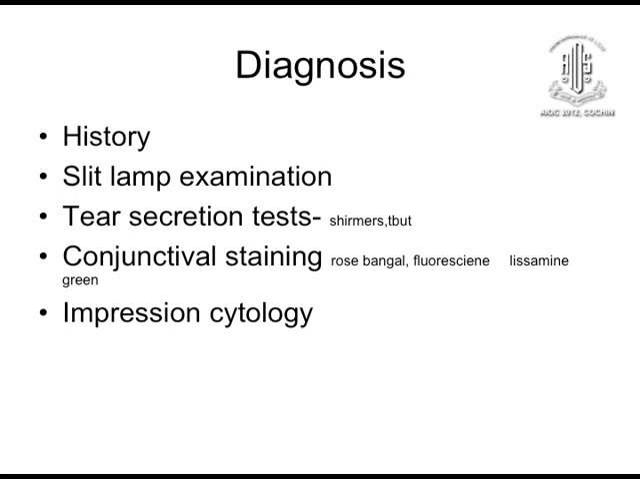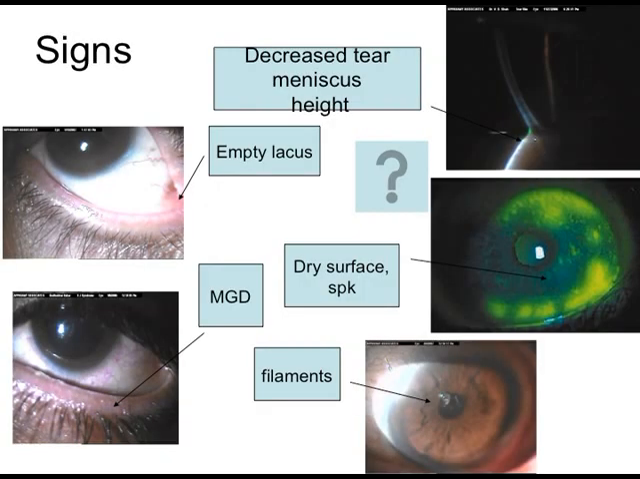Then conjunctival staining with rose bengal, lissamine green and fluorescein. Lissamine green gives you the idea regarding the mucus secretion, rose bengal tells you desiccation, and fluorescein gives you the idea regarding the desquamation. And then impression cytology. When you find that the tear meniscus height is less than 0.2 millimeter, you should be careful. Like an empty lacus lacrimalis, here there is no tear.